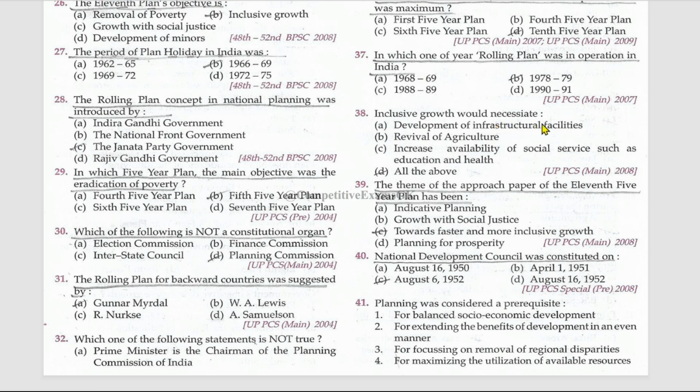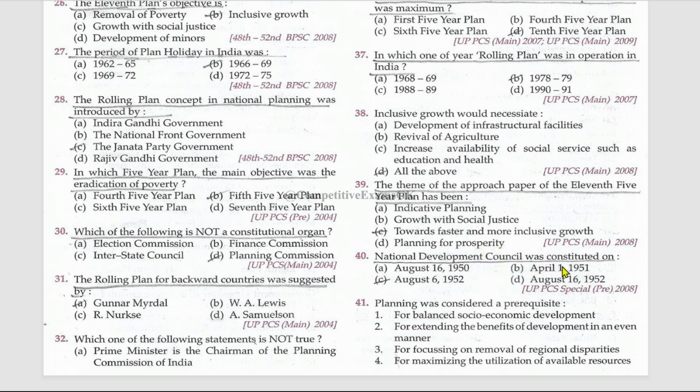Inclusive growth would necessitate development of industrial facilities, revival of agriculture, and increased availability of social services such as education and health. All of these are right. The theme of the approach paper of the 11th five-year plan has been towards faster and more inclusive growth.